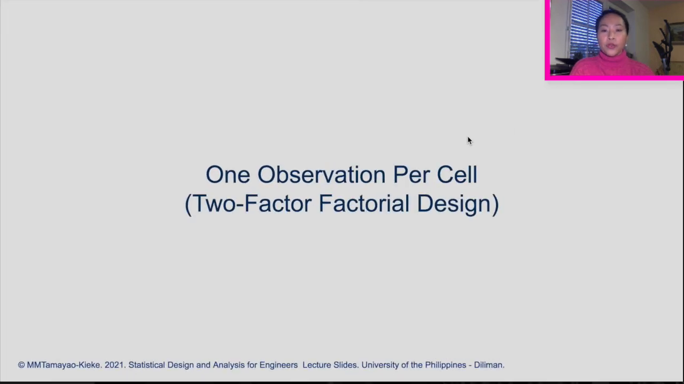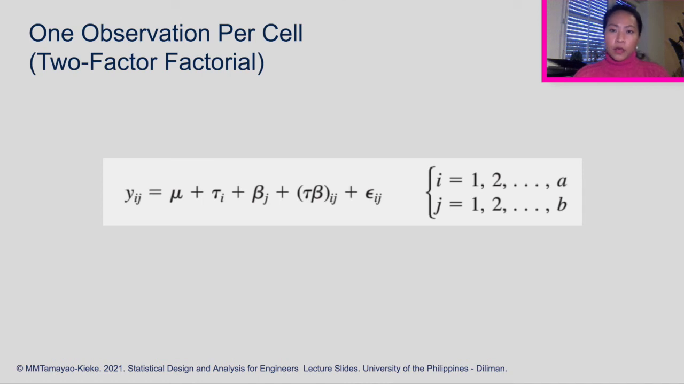Now we move on to one observation per cell, okay, for the two-factor factorial design. For at least the two-factor factorial design, the effects model can be expressed as such: y sub ij is equal to mu plus tau i plus beta j plus tau beta ij plus epsilon ij, for i equals 1 to a and j equals 1 to n.